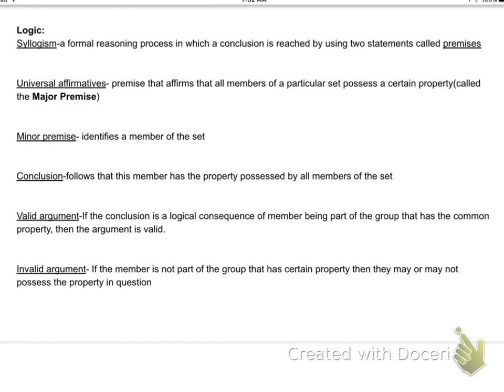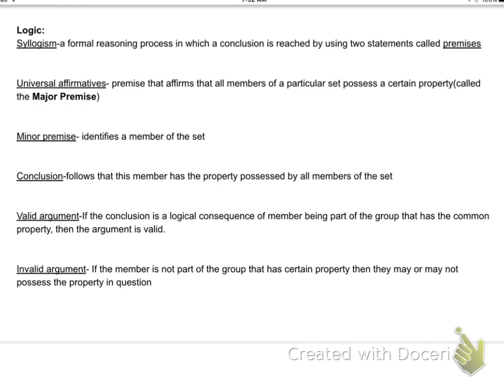So for a syllogism to be valid, you have to have a major premise that states a group has a trait, a minor premise that puts someone or something into the group, and then the conclusion naturally should follow that if you're part of a group that has a trait, then you should also have that trait. Does that not make sense? Yeah. That is a valid argument, as the last statement says.